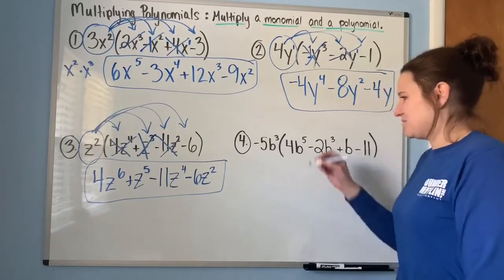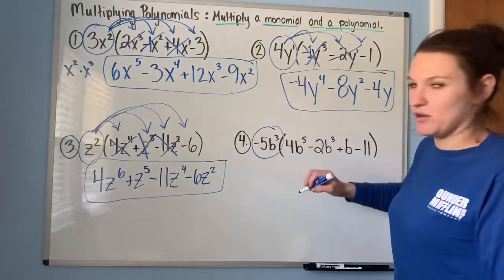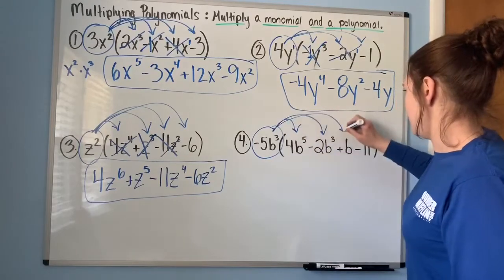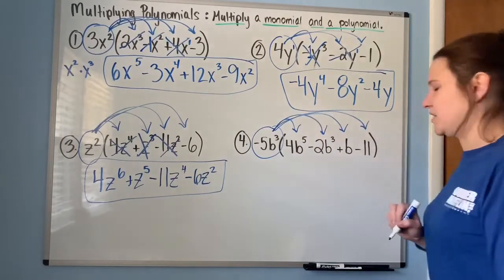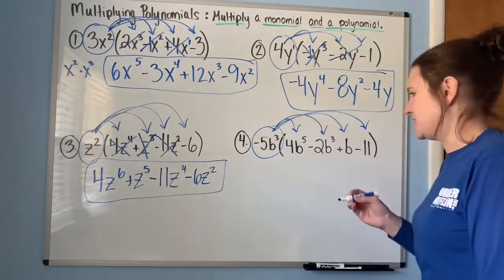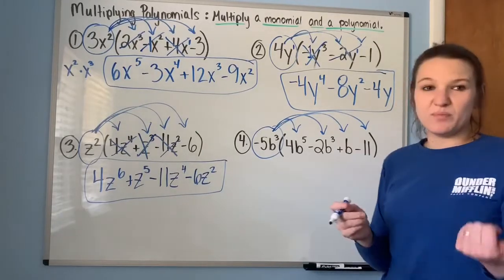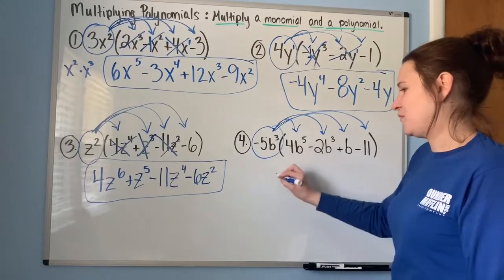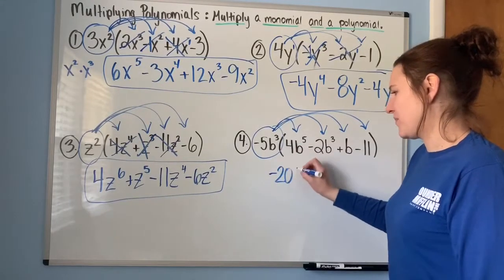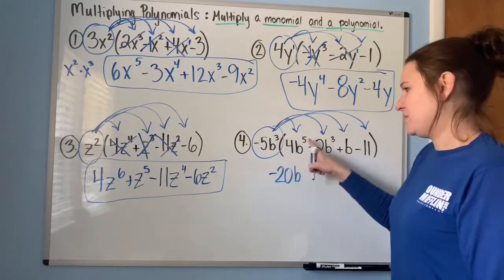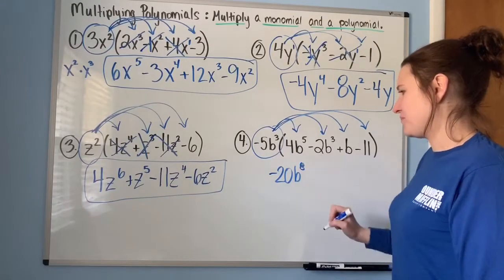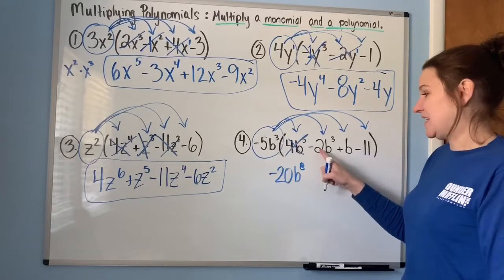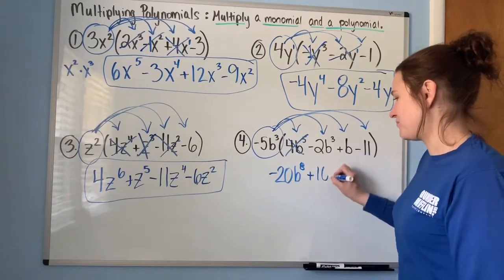All right, last one. Let's circle our monomial. 1, 2, 3. We have 4 terms. 4 terms on that one, so that's a polynomial. Let's multiply our numbers, add our exponents. Negative 5 times 4 gives me negative 20. We have our b. 3 plus 5 gives me 8. Next one. Negative 5 times negative 2 gives me a positive 10.